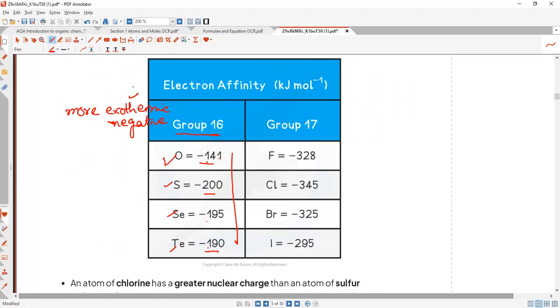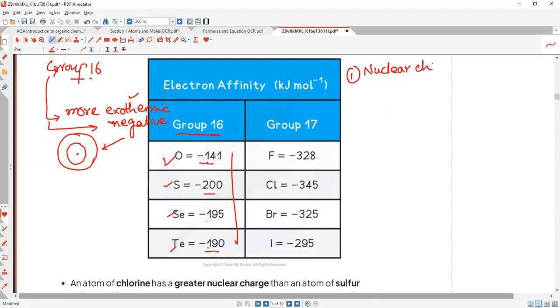So in general, in group 16, the periodic trend of electron affinity becomes more exothermic or more negative as we move from top to bottom. And the reason is, let's say for oxygen, oxygen belongs to period 2 of the periodic table, so it has only two shells. We have discussed in last lecture that electron affinity depends on three factors: nuclear charge, atomic size, and shielding effect.